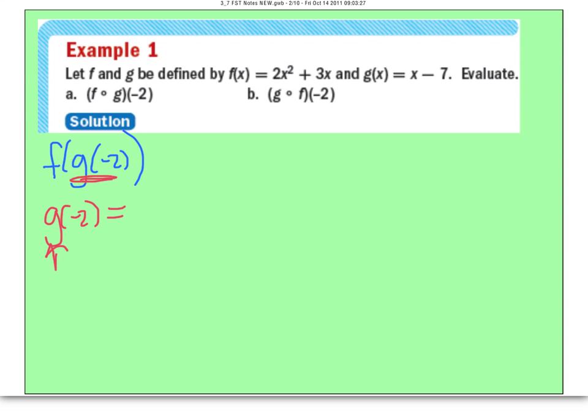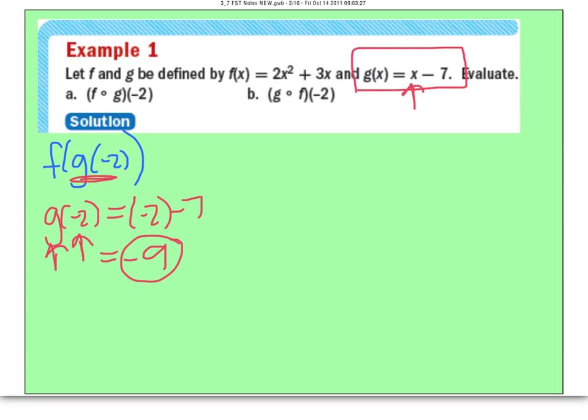It tells us to go to the g function, which is right here. In the g function, wherever we see x, we put negative 2. So let's do negative 2 minus 7. That simplifies to negative 9. So that is g of negative 2. So I'm going to replace the symbol g of negative 2 with its answer of negative 9. So then the question really is, what is f of negative 9?